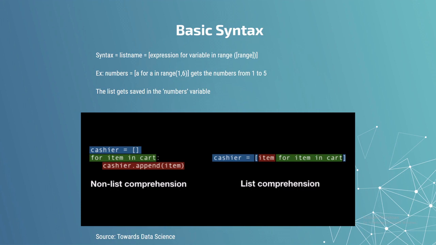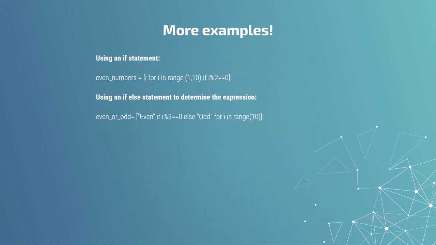Instead of saying for item in cart and you append the item to the list every time, all you have to do is just say the expression, in this case item, that you want to add to cashier, and then what you would do with item, specifically for item in cart. Now some more examples to help you understand exactly how list comprehension works.